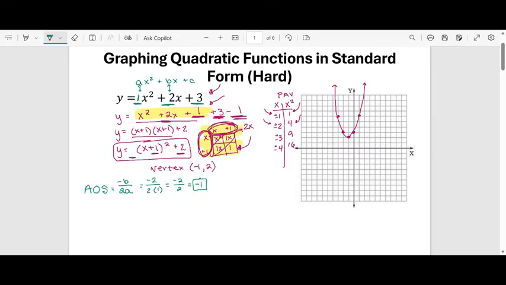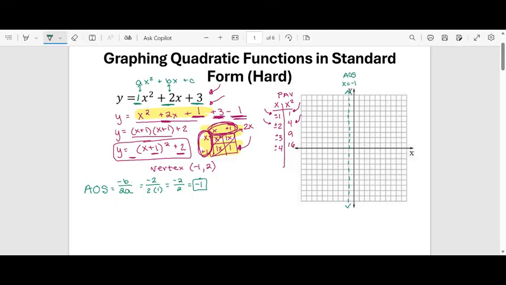Now, I'm going to go back to our graph. I'm going to erase what we have and show you that this is going to make the same graph, okay? So if I draw in my axis of symmetry, it will be at negative 1. And remember, it matches on either side. That's what axis of symmetry means. So x equals negative 1.